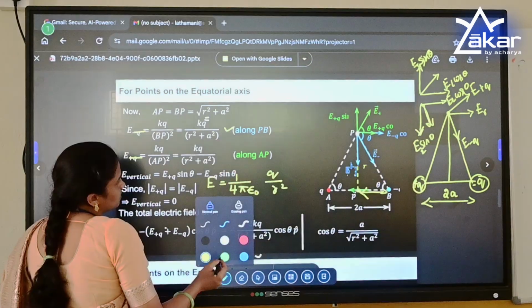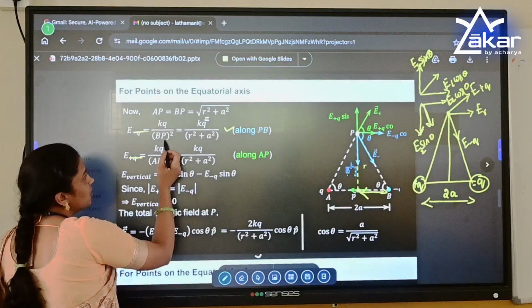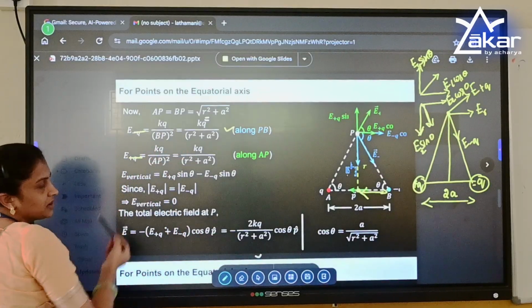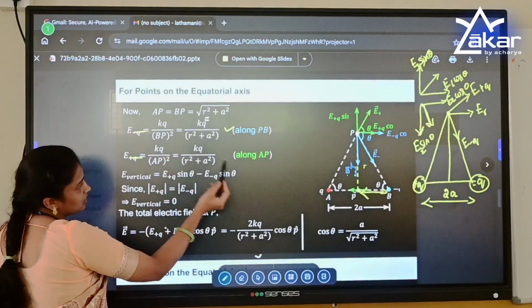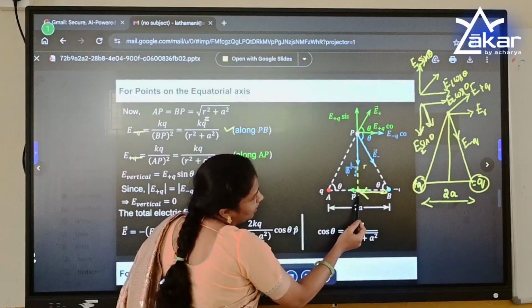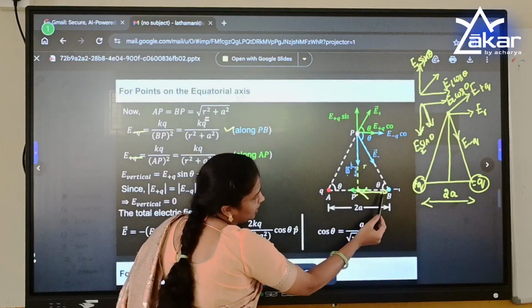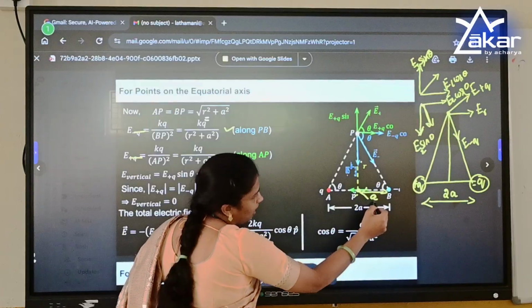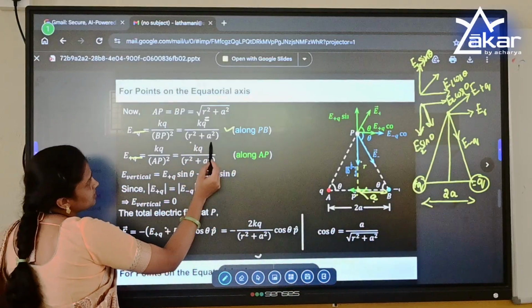Now, what is the electric field? 1 by 4 pi epsilon naught Q by r square. That I have written as K. Then divided by Q by r square. So the distance is BP square. The distance of P from O is r, and from B to A is a. That's why r plus a whole square. So that is r square plus a square.